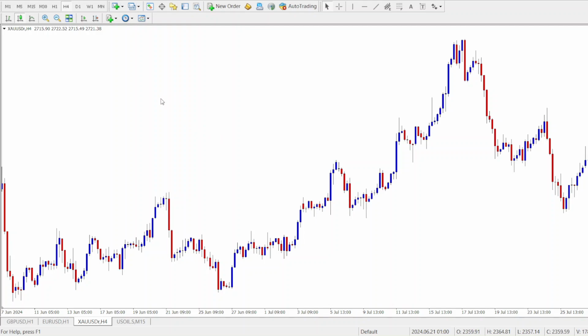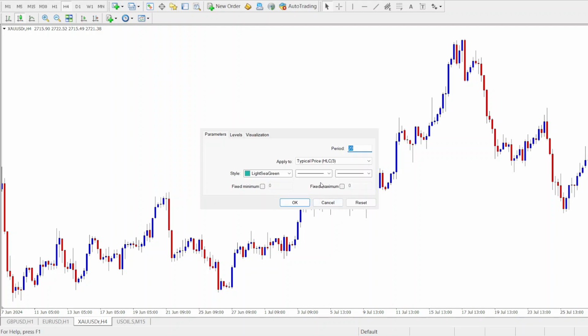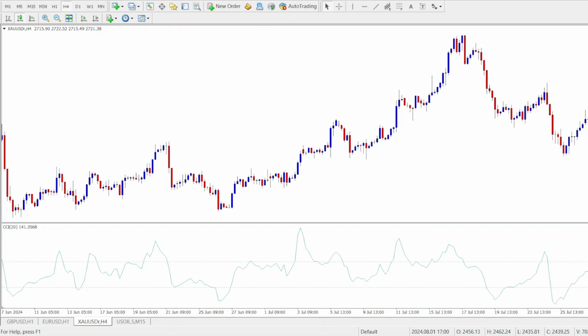Okay, so first of all, we're going to be loading the CCI indicator to our chart. We're just going to use the default settings. Now, the Commodity Channel Index is a momentum-based indicator that helps traders identify potential overbought and oversold conditions, as well as spotting emerging trends. So now we're going to be considering how you can use the CCI to spot market trends.